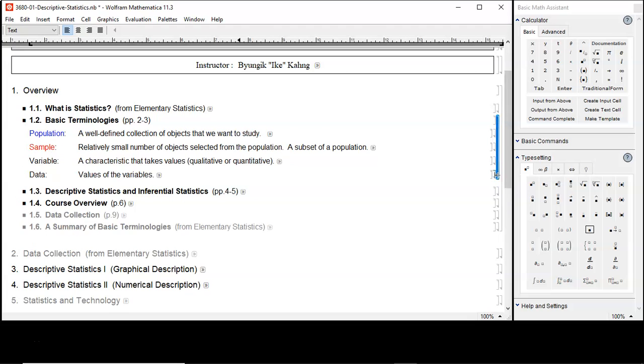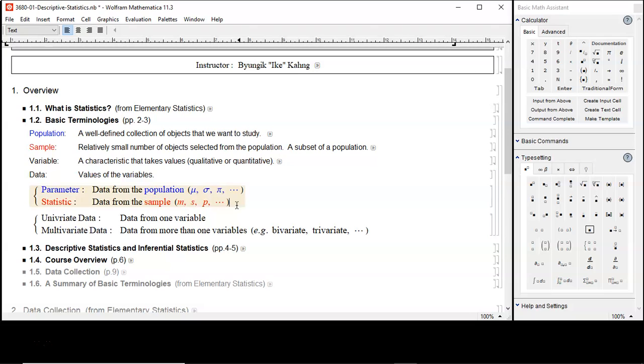Oh, and I forgot one thing. We talked about parameter versus statistic. How about univariate versus multivariate? If the data is coming from one variable, that's univariate, and more than one variable, then multivariate. For example, if you're interested in students' height, okay, that's height alone, that's univariate. Height and weight, then that's bivariate. Height and weight and age and cholesterol level and whatnot, then that's multivariate.